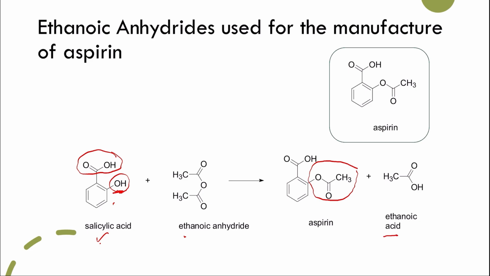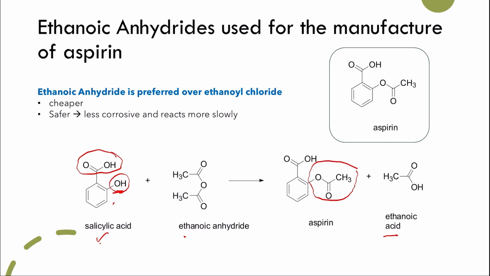We can use either ethanoyl chloride or ethanoic anhydride to make aspirin. However, ethanoic anhydride is preferred over ethanoyl chloride for several reasons. First of all, it's cheaper than ethanoyl chloride. It's also safer because it's less corrosive than ethanoyl chloride, and it reacts more slowly with the alcohol than the acid chloride. And finally, it doesn't produce the dangerous hydrogen chloride fumes which are produced when we react the acid chloride, or ethanoyl chloride, with the alcohol.